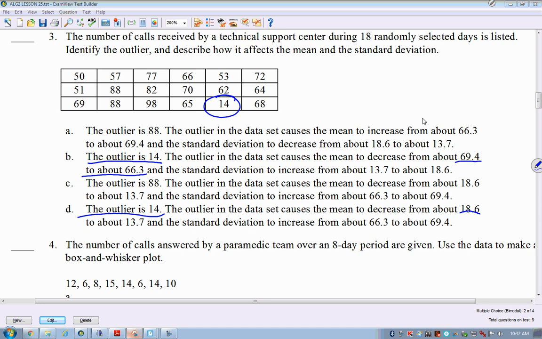So the other thing is the outlier in the data set causes the mean to increase from about 13.7 to 18.6. Okay, now they kind of get that messed up. So the part that they really messed up, the difference between B and D, is that they've got the numbers representing the wrong things. Okay? Does that make sense on number 3?